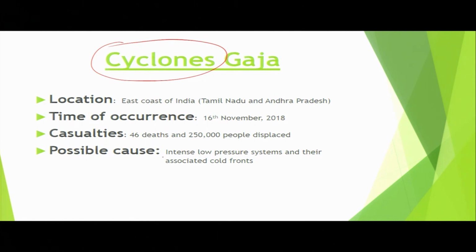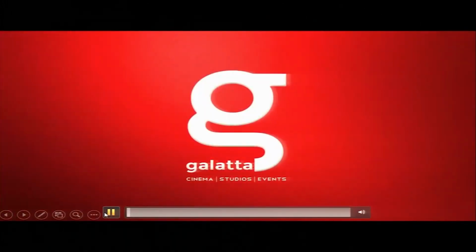Possible cause was the build-up of an intense low pressure system in the Bay of Bengal or the Indian Ocean, and this led to the associated cold fronts. The wind which gets developed with this low pressure system travelled towards the east coast of India and other parts of the Indian Ocean. So now a video I will be playing. All these videos are in the public domain. You can also search for them.